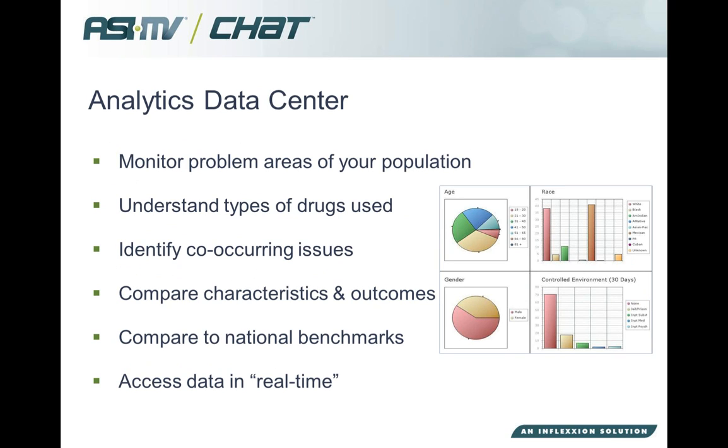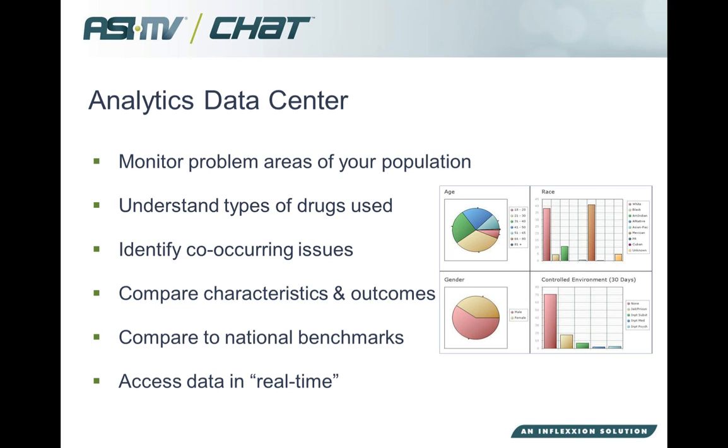The third component is the Analytics Data Center, and this is an online resource that takes data from your system and cleanses it of identifying information. So it's a de-identified data set that is available for you to look at trends and characteristics of your population. What it does is it takes the 18 identifiers that HIPAA defines as secure and confidential and cleanses those data from your client's records, and then presents it in the data center so you can look at problem areas of your population, not just in alcohol and drug domains, but in all the domains of the ASI MV.